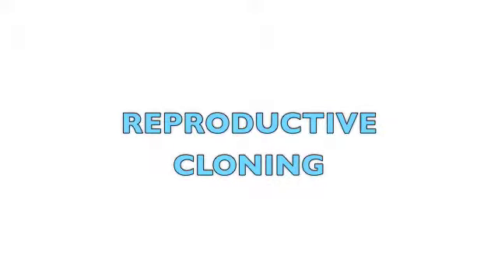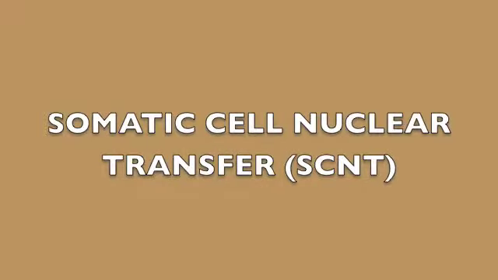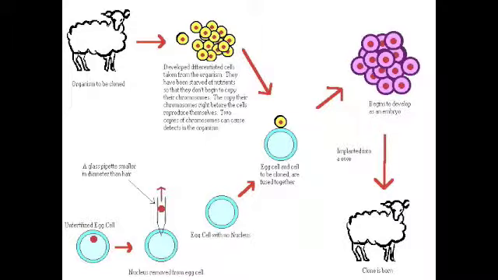Reproductive cloning is a technology used to generate an animal that has the same nuclear DNA as another animal. In a process called somatic cell nuclear transfer, or SCNT, scientists transfer genetic material from the nucleus of a donor cell to an egg whose nucleus and genetic material has been removed.